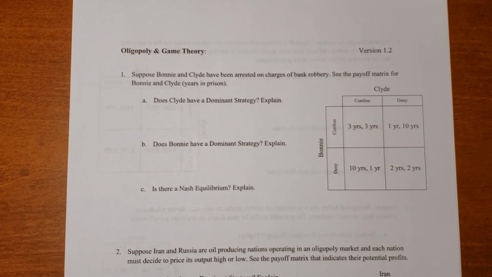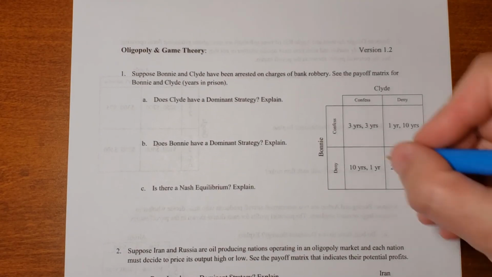All right, so let's begin by talking about what game theory is. Game theory always involves at least two players, some rules or choices, different payoffs, and different strategies. So we're going to start off by looking at this scenario of Bonnie and Clyde.